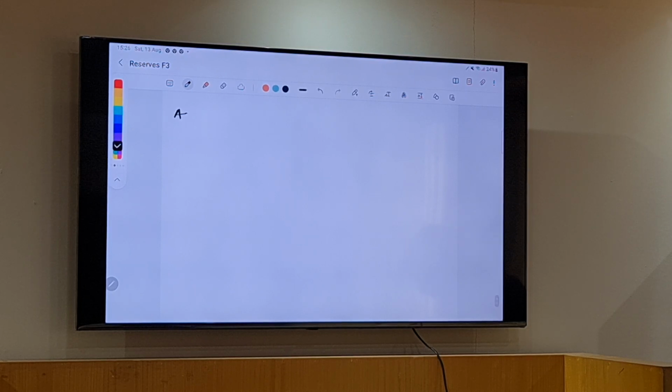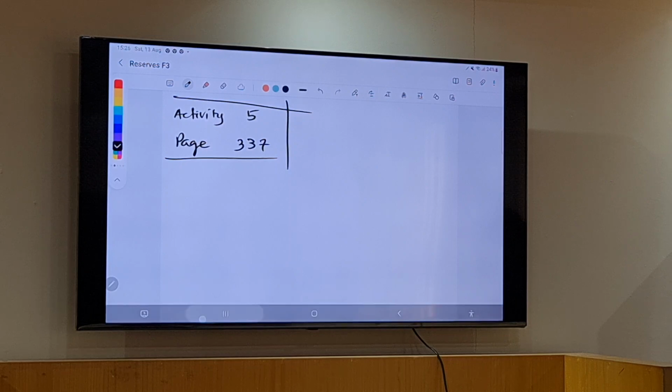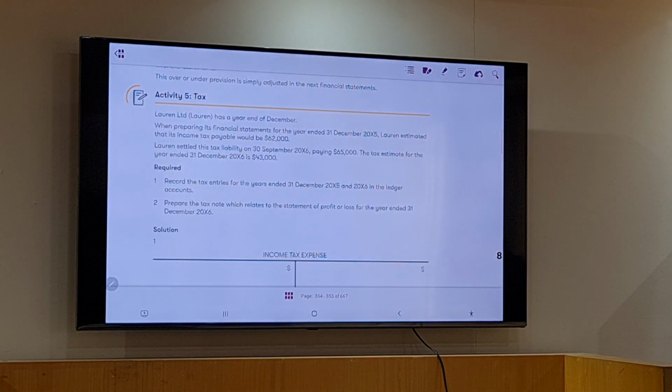Activity number 5, page 377. When preparing its financial statement for the year ended 31st December, Lauren estimated that its income tax payable would be 62,000.